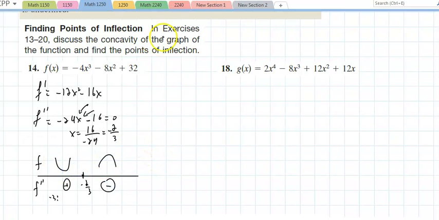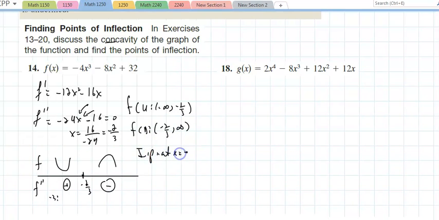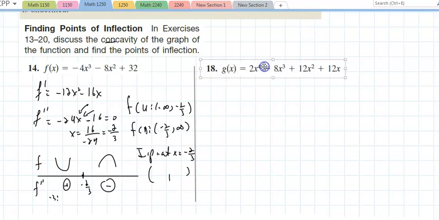Then we say, and here they're saying, discuss the concavity. F is concaving up from negative infinity to negative 2/3, and F is concaving down from negative 2/3 to infinity. We do have an inflection point at x equal negative 2/3. We could plug that in and figure out what the y is and put it as a pair when we graph. For now, it's enough for you to figure out whether the point is a point of inflection or not.